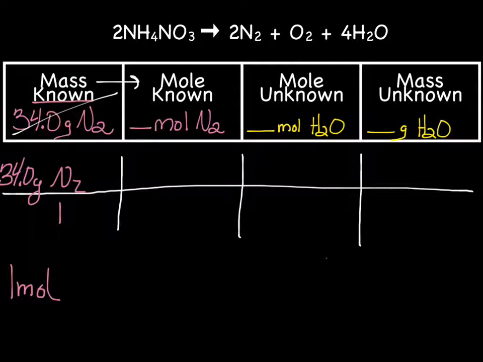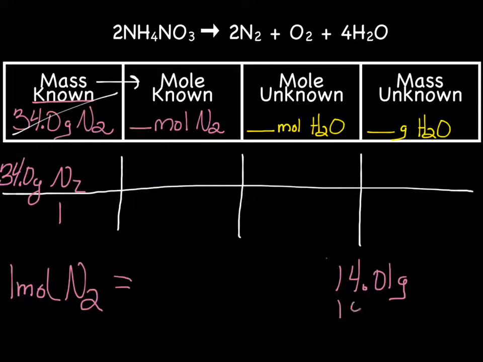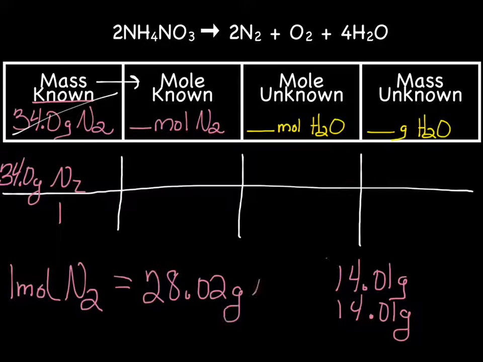So 1 mole of N2 equals the molar mass of the known, N2. How do we get molar mass? Well, molar mass is the average atomic mass found on the periodic table with the unit grams. So N2, well, nitrogen, average atomic mass is 14.01 grams, but there are 2 of them. So that gives us a molar mass for nitrogen, or N2, as 28.02 grams N2.